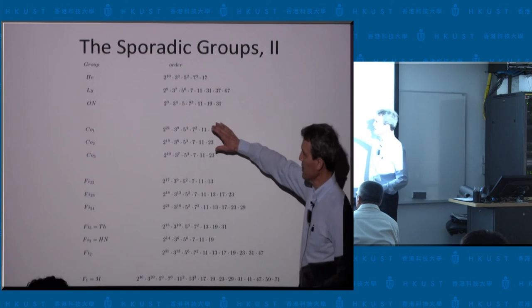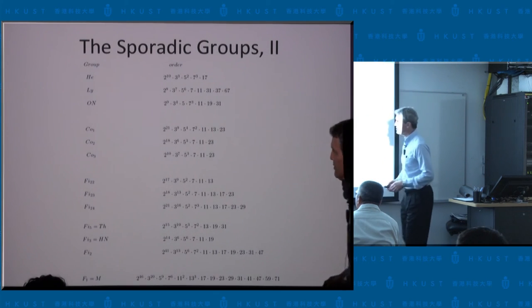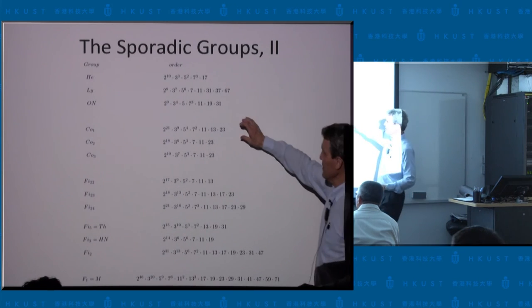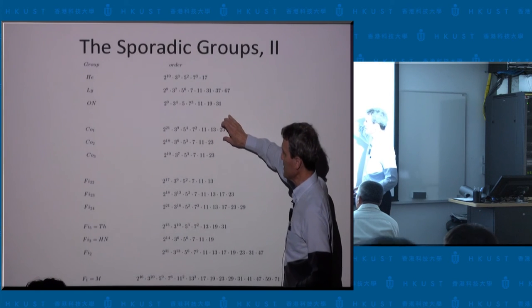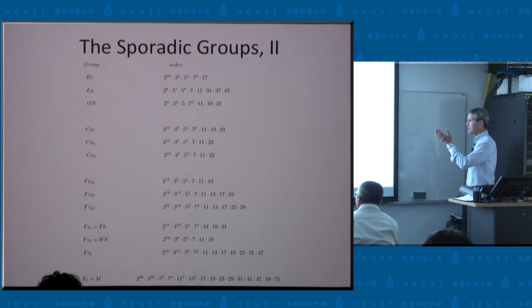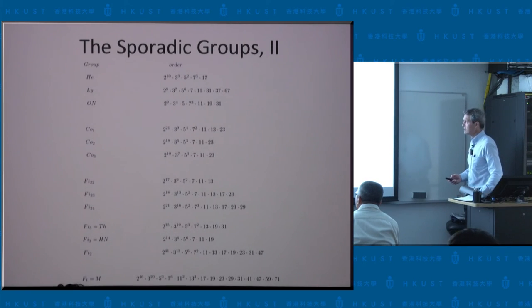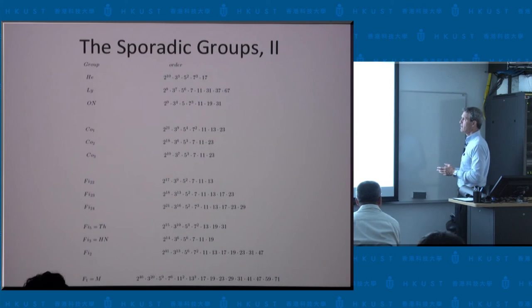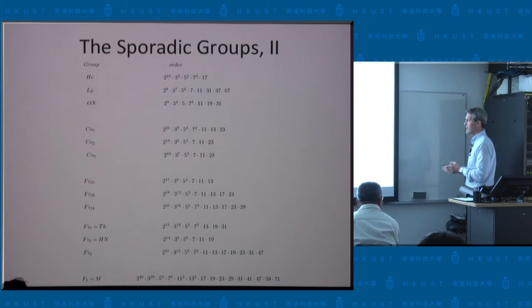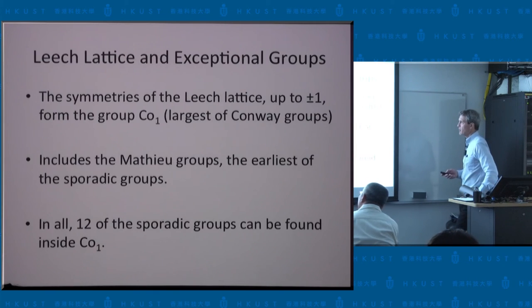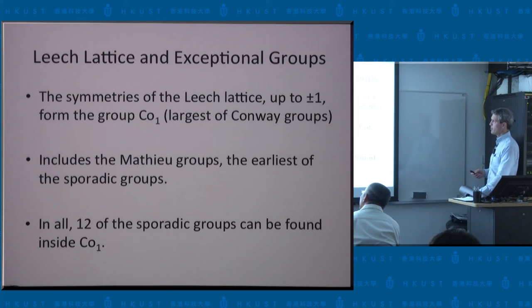These groups here are the Conway groups. They're associated with the Leech lattice. In particular, this one is the group of symmetries of the Leech lattice up to plus or minus 1. So the Leech lattice is an important part of constructing the sporadic groups. In fact, there are 12 sporadic groups which are related to the Leech lattice. So the Leech lattice gives you a large chunk, not the majority, but still a large part of the set of sporadic groups.